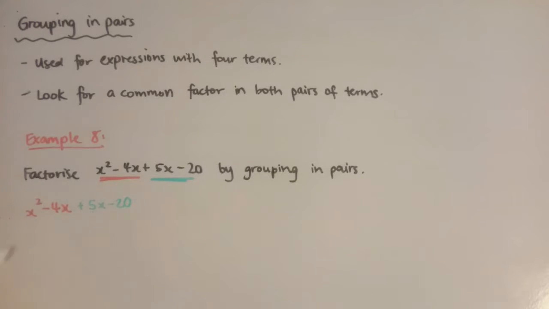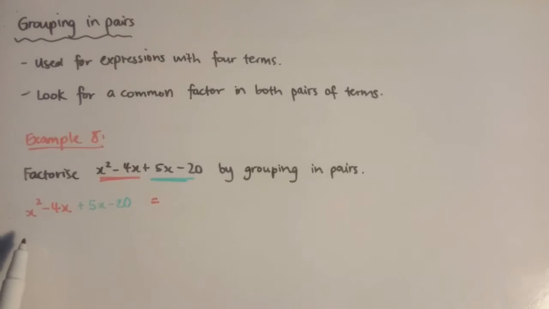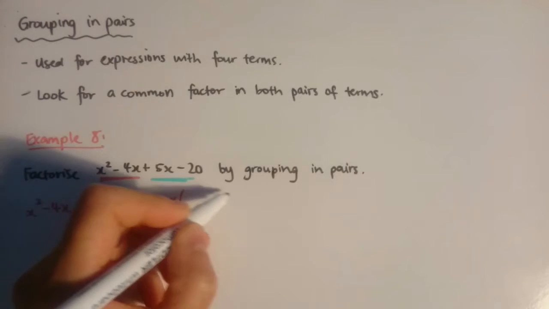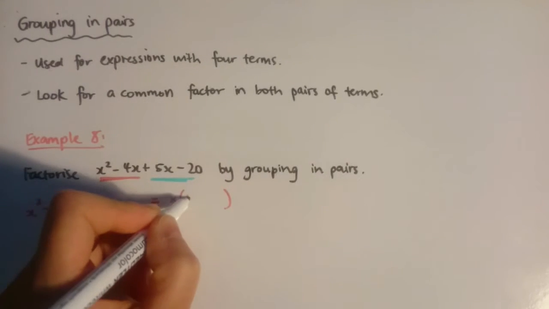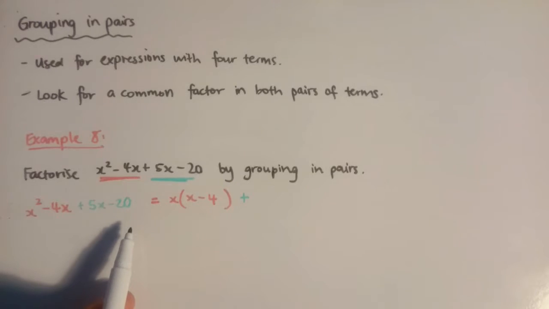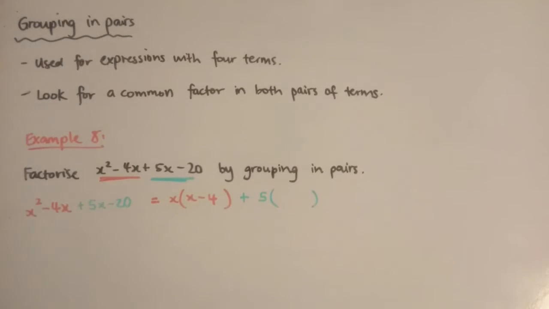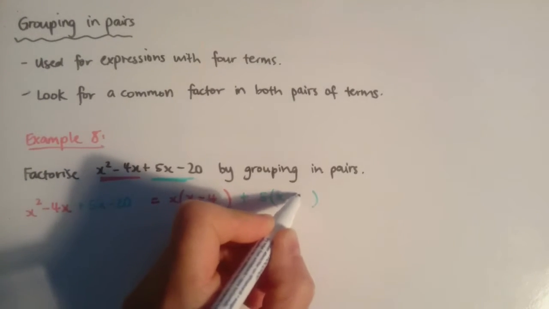When we factorize this, we're going to look at that first pair, x squared take 4x. The common factor here is x, so we're going to take an x out the front of the brackets, and what's left is x take 4 inside the brackets. If we look at our second pair, 5x take 20, our highest common factor here is 5, so we're going to take that out the front of the brackets, and what is left in the brackets is x take 4.